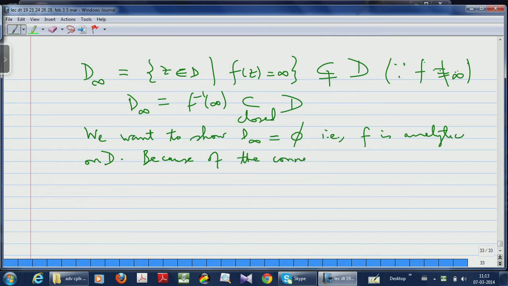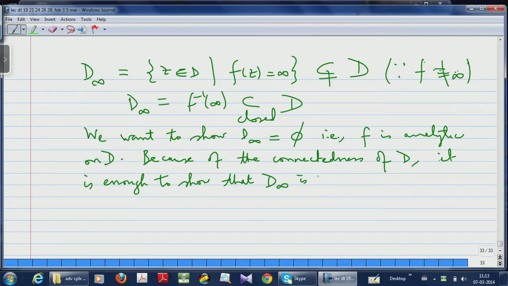the connectedness of D, it is enough to show that D infinity is open. Okay, it's enough to show that. What does it mean? It means that if you give me a point of D infinity, then there is a whole neighborhood surrounding that point which is also in D infinity. That's what openness means. It means that every point is an interior point.